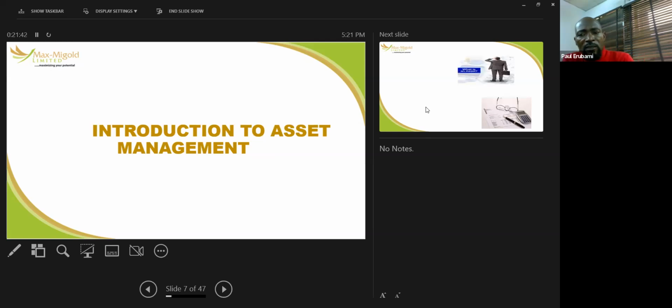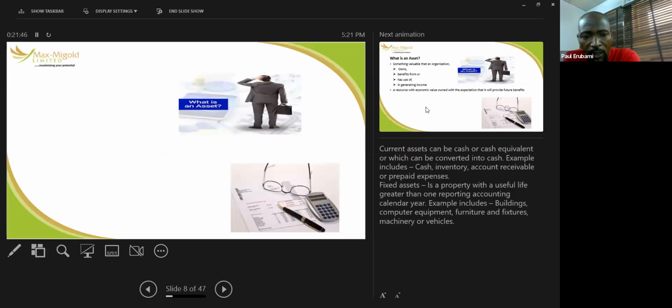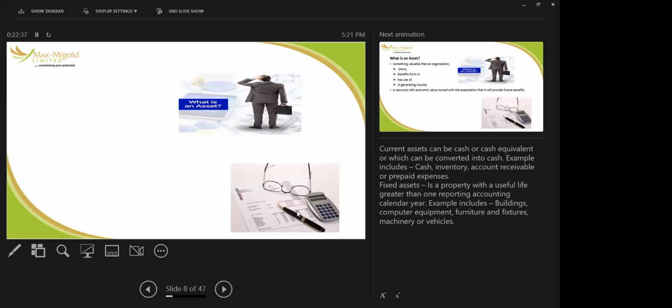So the first thing is to introduce ourselves to asset management. So what is an asset? Can somebody who has not introduced herself, just pick it up from there, just for 2 minutes. Tell us briefly what you understand by an asset. Anybody among those people have not introduced? Yeah, good evening, Faith. Go ahead.